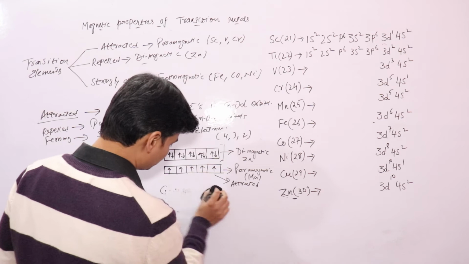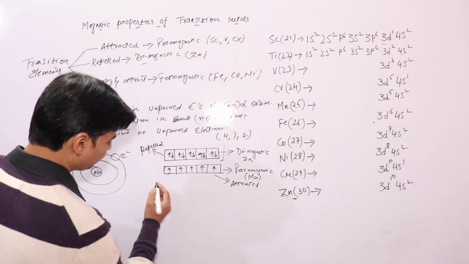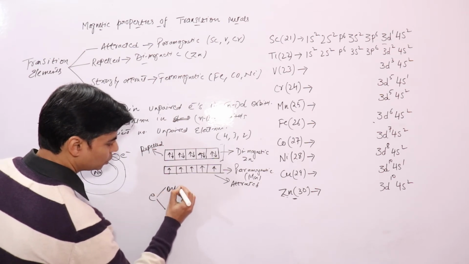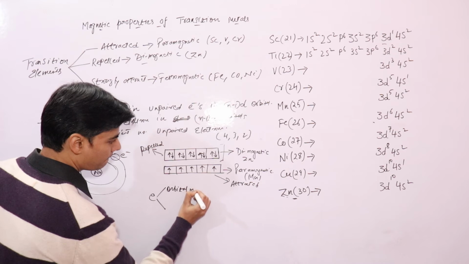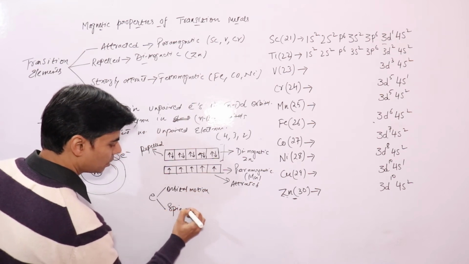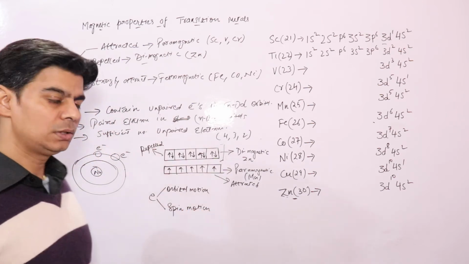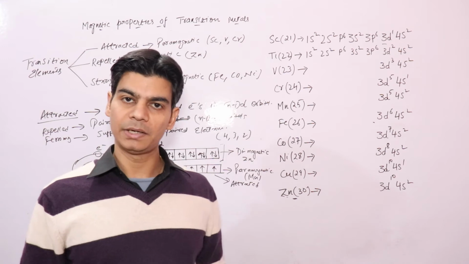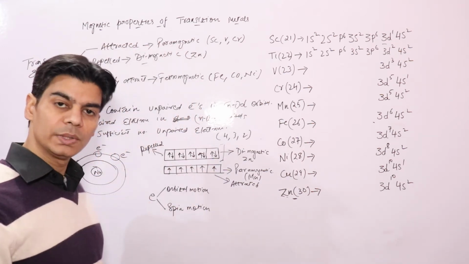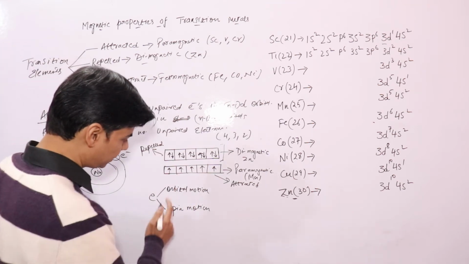First is orbital motion, because electrons are revolving around the nucleus. Electrons have two motions: orbital motion, and second is spin motion. These two motions will create a magnetic field in a particular direction, which will interact with the magnetic field, and the substance will get attracted in the magnetic field.